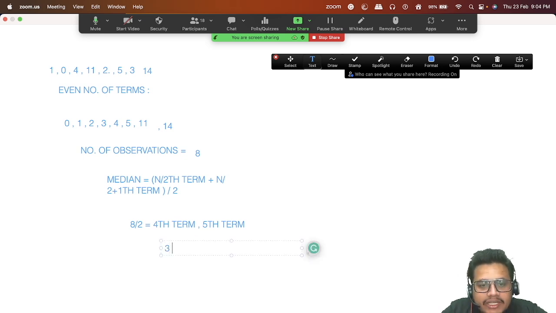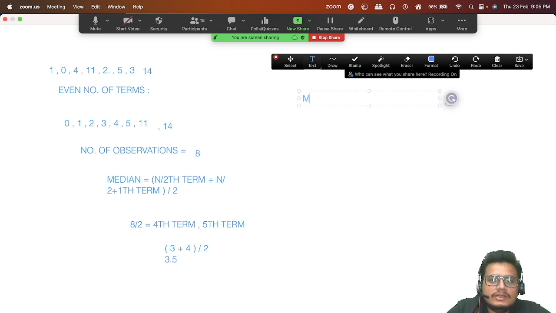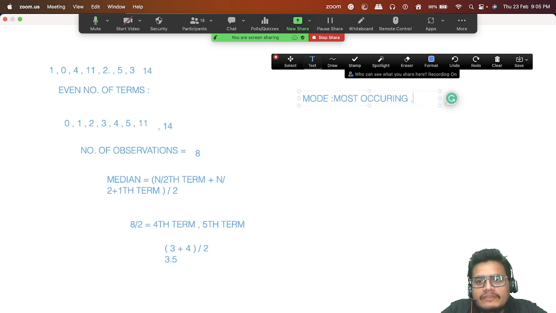तो मतलब क्या हो? 3 प्लस 4 बाई 2 है ना. So this is my simple median, that comes out to be 3.5. Fine. Now the last measure is mode. I can say it is the most occurring value, repeating value. I can say it most frequent value, yeah, most repeating value.